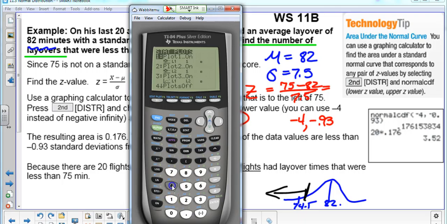Turn all my plots off, which is 4. Done. Okay. One more time. Negative 4 to negative 0.93. We'll see if it works, otherwise I'm giving up. Oh, I have to just hit enter, I think. Okay, last chance. Otherwise, this is going to be the longest 5 minutes of nothing on my video.